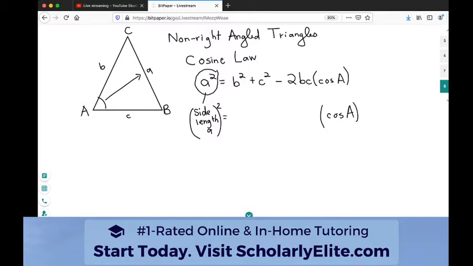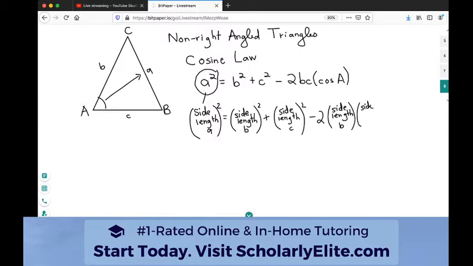And then the other two side lengths are just whatever. It doesn't really matter which order you put them in. So you have side length b squared plus side length c squared. Sorry, plus. My bad. Let's get that positive sign in there. And I always write this out for students because I've found over the years that this really helps people visualize it. Minus 2 times the side length b times side length c times cos of A.